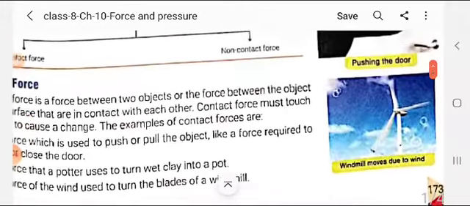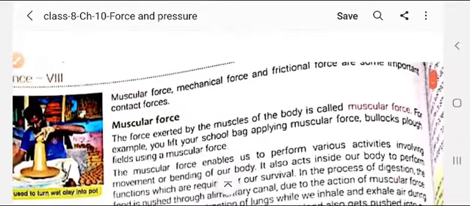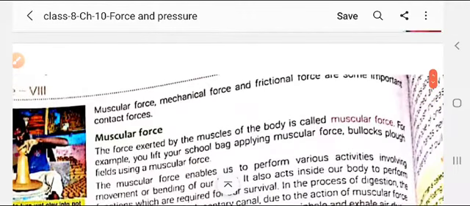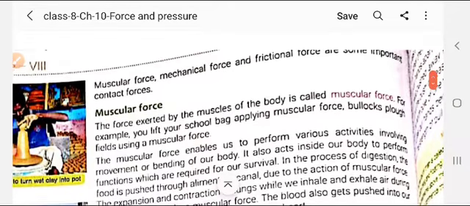ओके स्टूडेंट, तो इस टॉपिक के अंडर में, कॉन्टैक्ट फोर्स के अंदर, तीन प्रकार के फोर्सेस आते हैं। वन इज द मैकेनिकल फोर्स, अदर इज द मस्कुलर फोर्स, एंड द थर्ड वन इज फ्रिक्शनल फोर्स। Again repeating, muscular force, mechanical force and frictional force. So let's start the topic first about the muscular force.